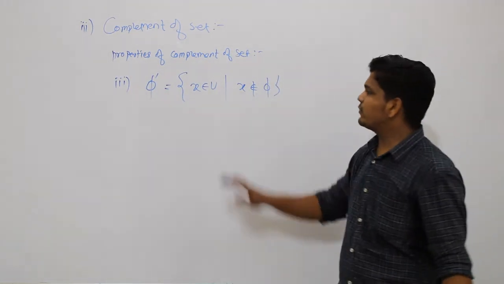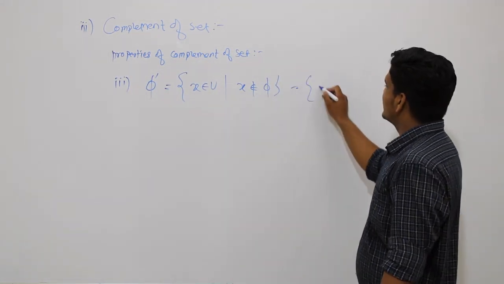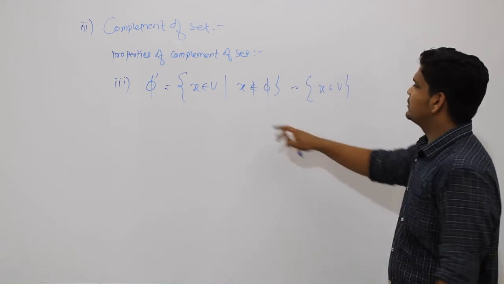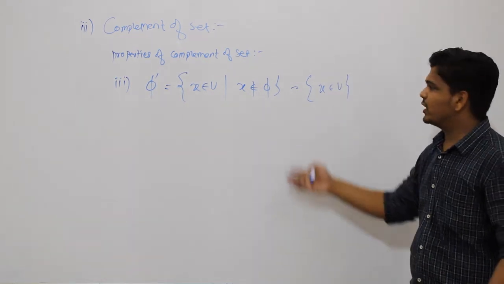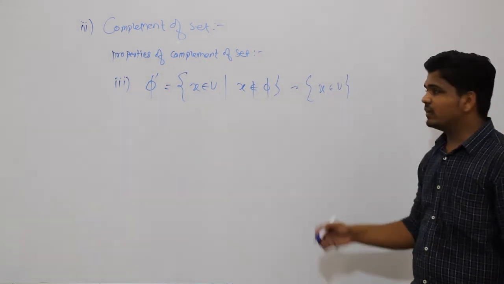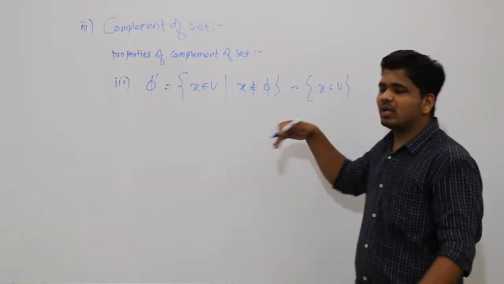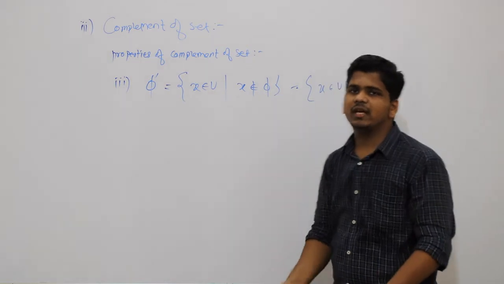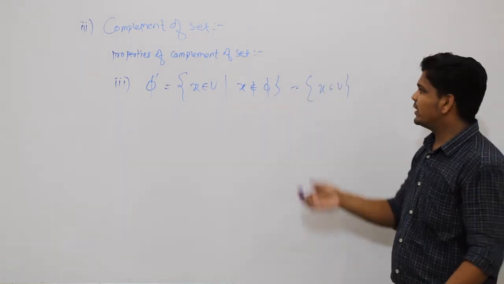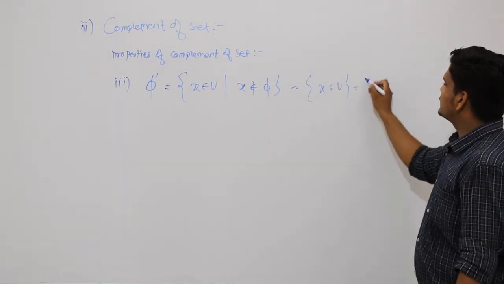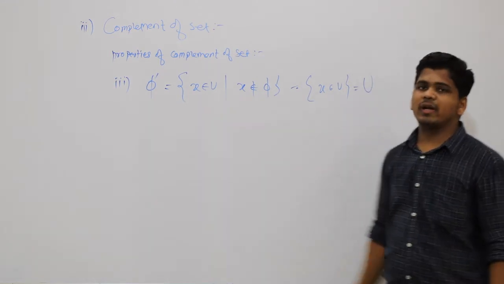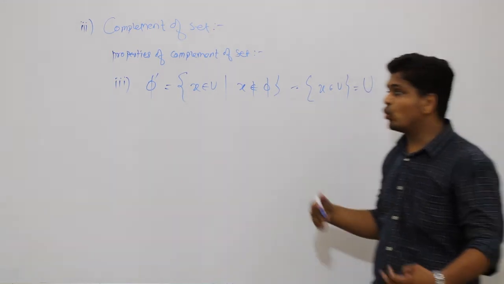There is no element in phi, so you will consider it as x belongs to U only. Since there is no element in phi, writing x does not belong to phi has no value, because phi has nothing in it, so 'does not belong to' makes no sense. So x belongs to U comes out. It is nothing but U, meaning phi complement has become your universal set U.